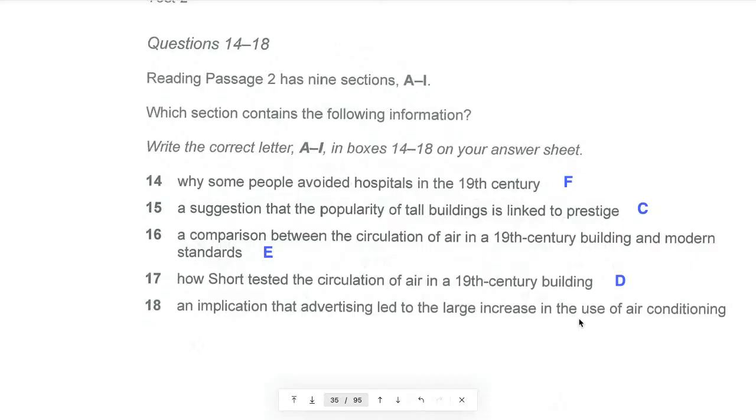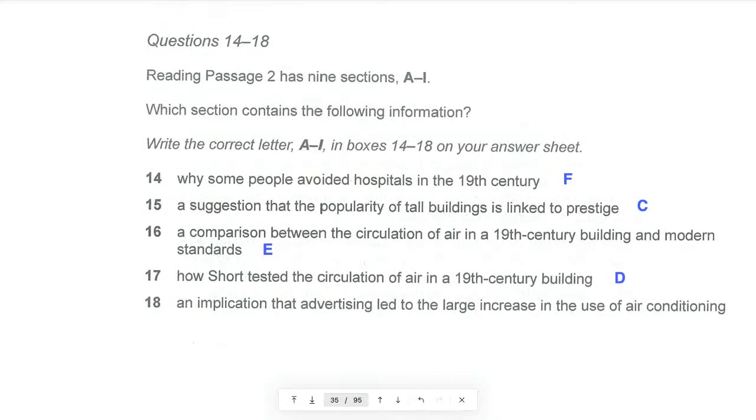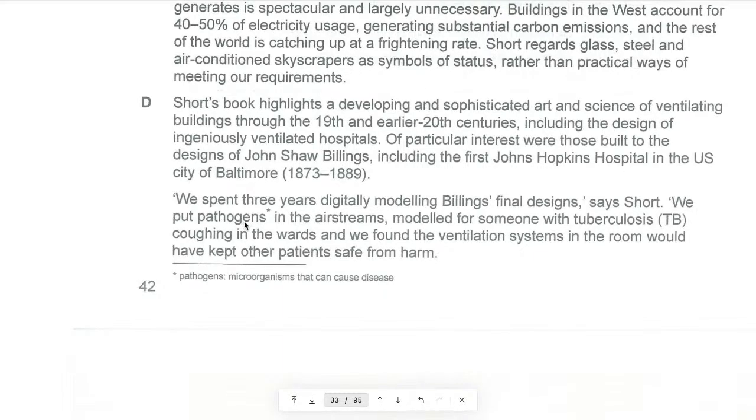Tuberculosis. Yeah, so here's the way. They say that we put pathogens, that is the microorganisms that can cause disease, in the airstreams. Model for someone with tuberculosis, TB, coughing in the walls, and we found the ventilation systems in the room would have kept other patients safe from harm. Okay, now, so that's the way.